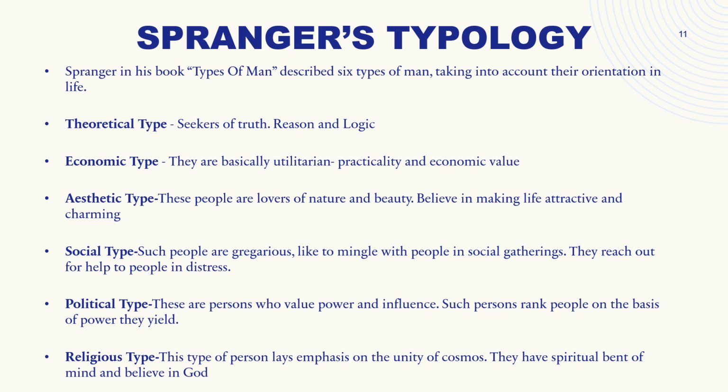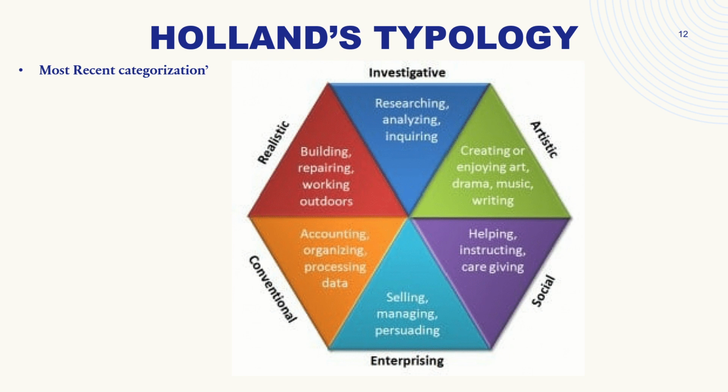Coming to political type, they are persons who value power and influence. They rank people on the basis of power they wield. Sixth type is religious type. This type of person lays emphasis on the unity of cosmos, who are having spiritual beliefs. They are spiritually bent. They believe in God. These are the typologies. Then one last typology is Holland's typology.